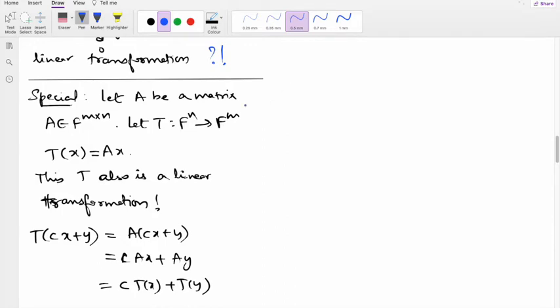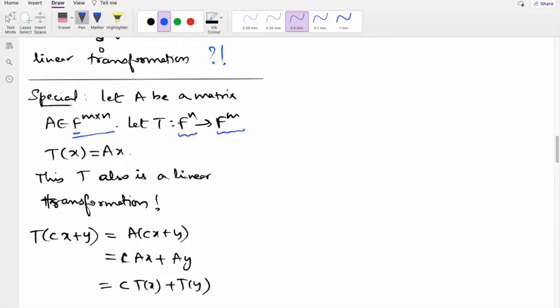Let's say I have a matrix A, which is from F^(m×n), right? We know that if F is a field, then F^(m×n) is a vector space over all the matrices defined here, and I'm choosing some matrix A from it. Now I'll define a transformation, which goes from F^n to F^m. So this is also a vector space, we know.